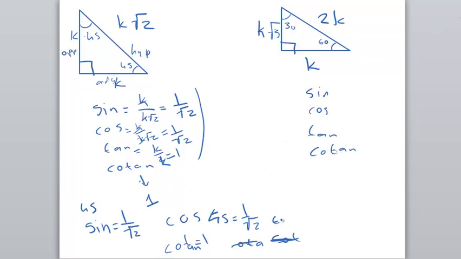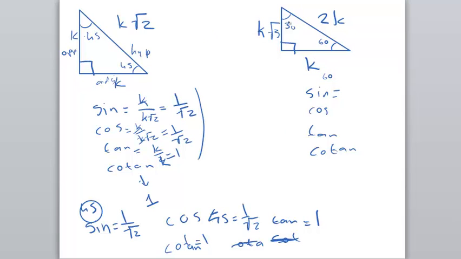Tangent, which is equal to 1. So these are all for 45 degrees. So what about 30 and 60? We are now going to do for 30 and 60. Let's start with 60. Let's do these 60 and we'll open a new slide for 30.